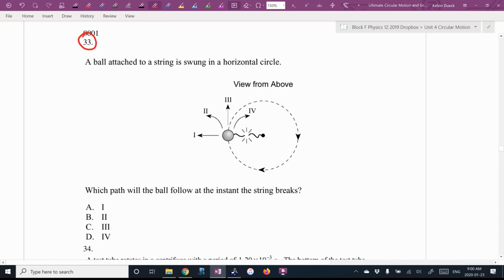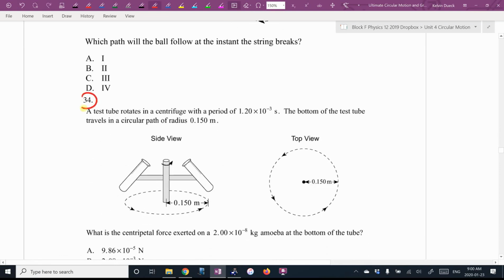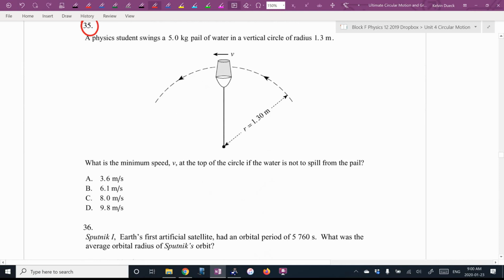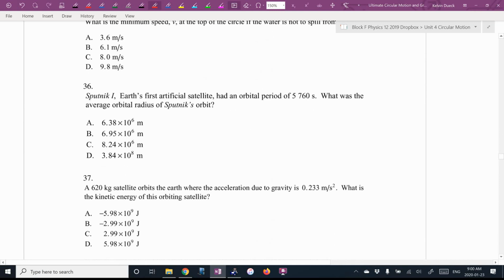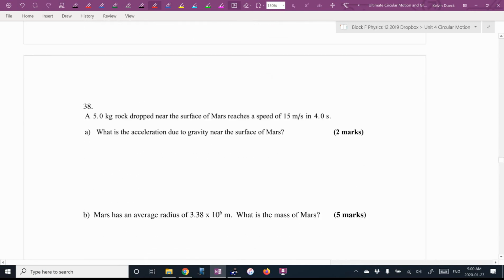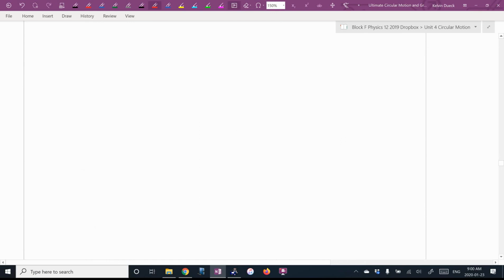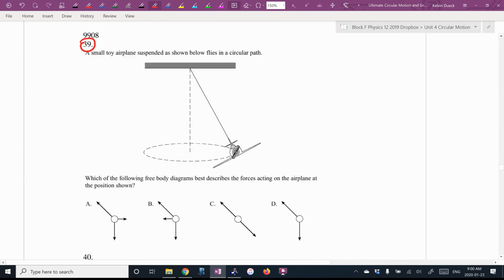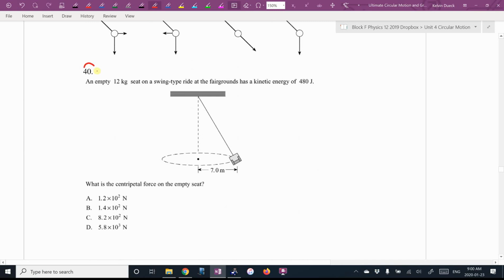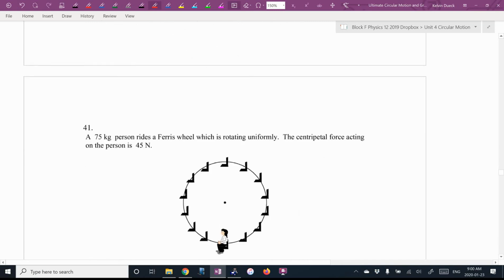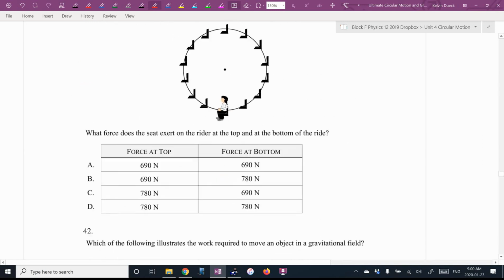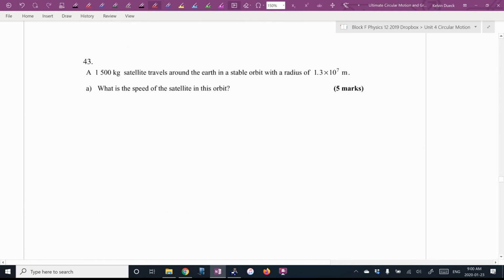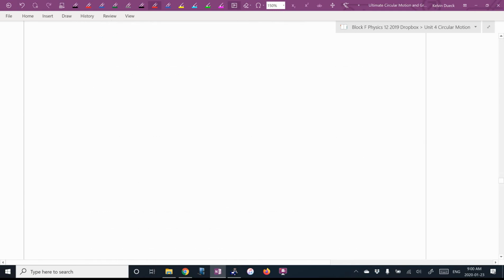33 is good. 34 is good. 35 is good. Skip 36, skip 37, skip 38. 39 is good. 40 is good. 41 is good. Skip 42. Satellite, skip 43.